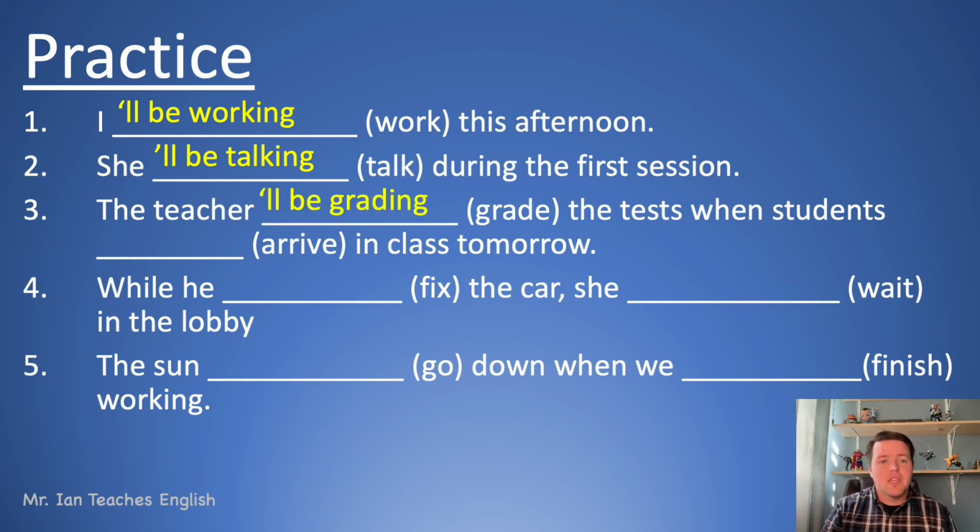Number 3, the teacher will be grading the tests when the students arrive in class tomorrow. These two events are happening at the same time, but one is in a time clause. We cannot use it in the future tense. And also, we choose the simple present here because it's not a continuous action. Arriving somewhere is not a long action, so we can't really show that it takes time.